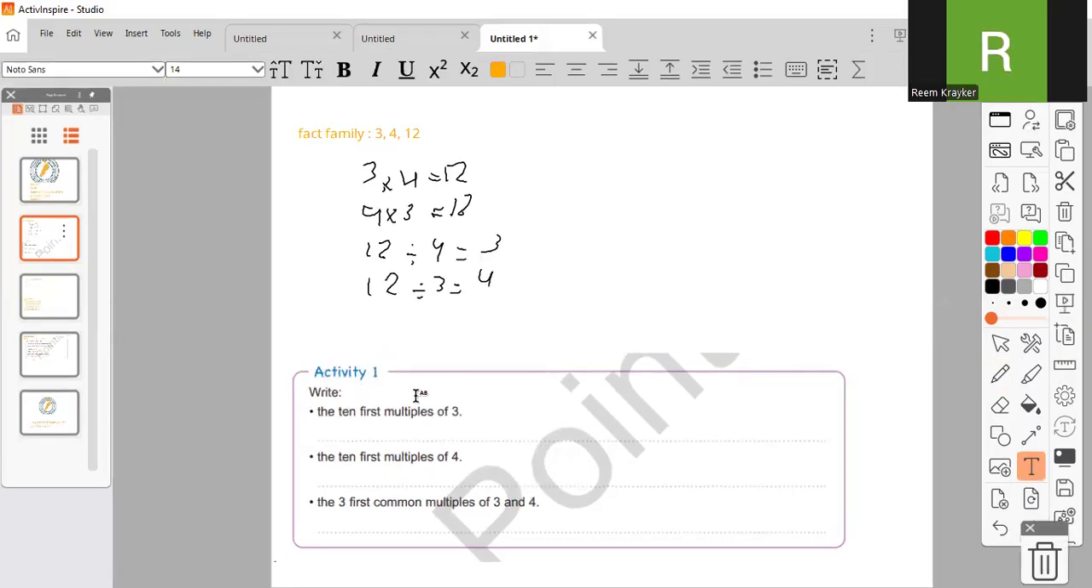Here, now we will start with activity 1 in our book. We are going to write the multiples of 3. First of all, what are the multiples of 3? Where do we bring them? We bring them from the multiplication table of 3. And look how do we write them? Write letter M, which is the abbreviation of multiples.